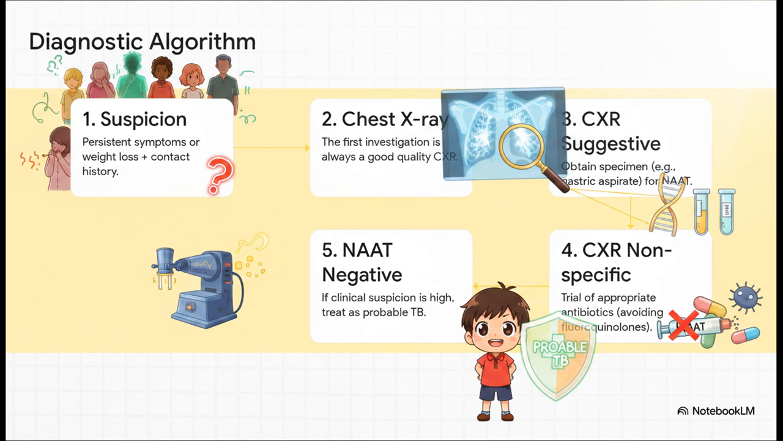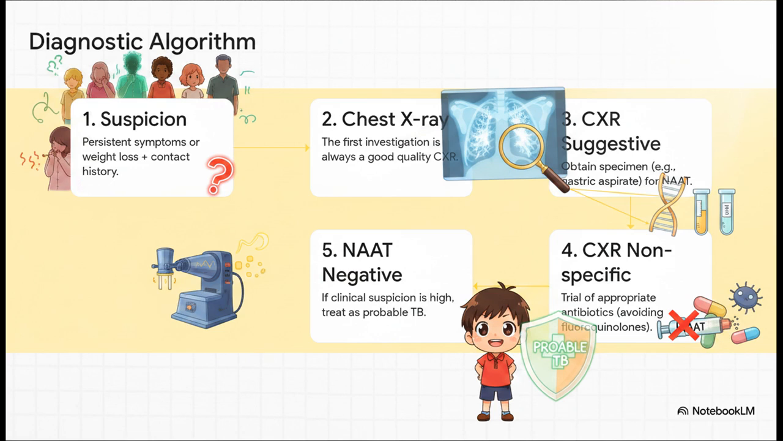Now here's where the path forks. If that x-ray is really suggestive of TB, you move to step 3. You go after a specimen, a gastric aspirate or induced sputum, for a rapid molecular test, like a NAT. But if the x-ray is kind of inconclusive, you might go to step 4 and try a course of appropriate antibiotics. And this leads to the most important step of all, step 5.